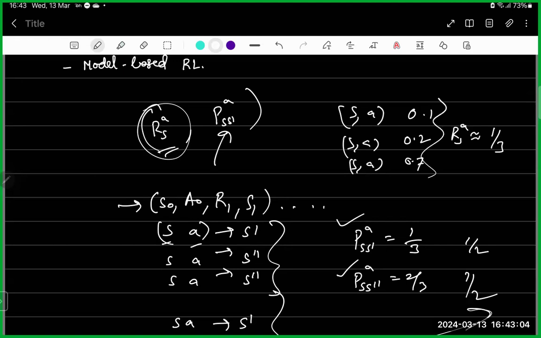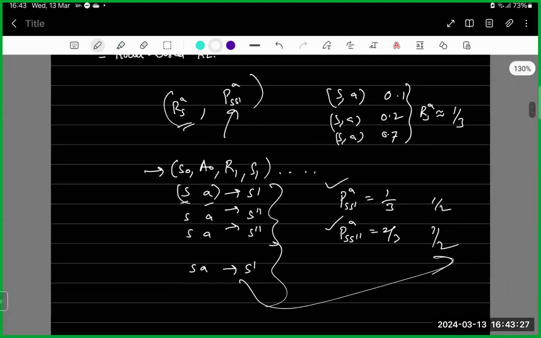If you have seen these three observations, your estimate of RSA will be 1 by 3. So like that, you not only learn about the Q star, but will also keep updating RSA and PSS-A based on whatever observations you are seeing while you are interacting with the environment. So how will you use these estimates now?